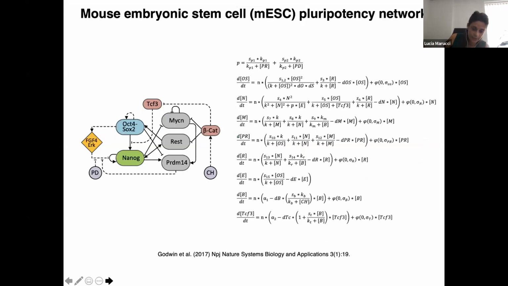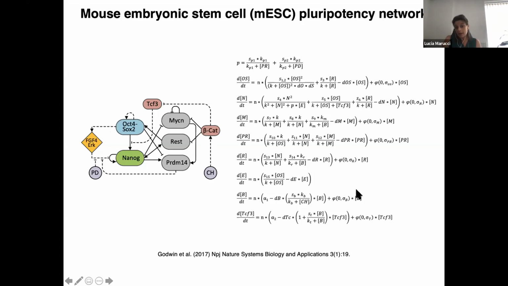So the first thing that Simon, a former PhD student in my group, did was to derive this gene regulatory network for stem cell pluripotency. Briefly, he combined RNA-seq and ChIP-seq data previously published. And the network contains key regulators of pluripotency as well as PD and Chiron, which are basically the inputs to our system because they are the two drugs contained in the 2i media. And it encompasses both transcriptional interactions, the solid arrows, and protein-protein interactions, again from the literature, the dashed lines.